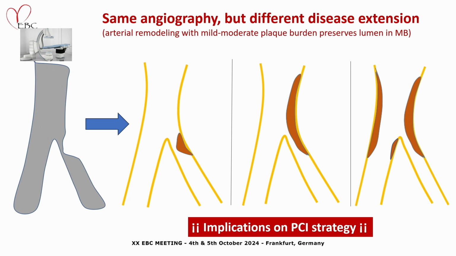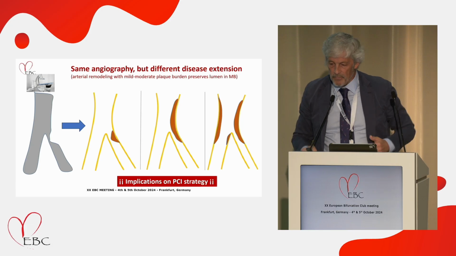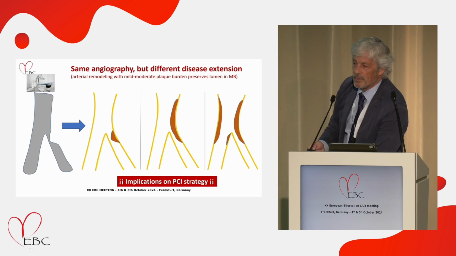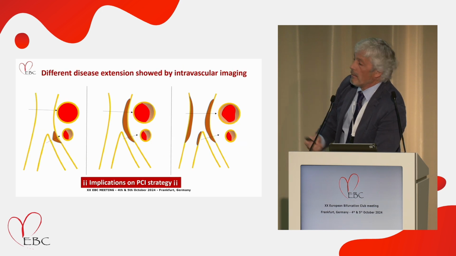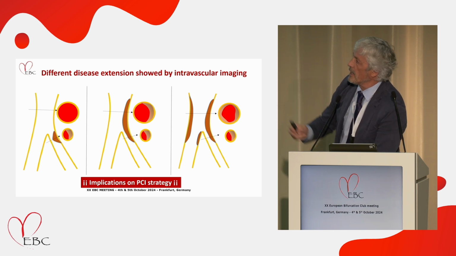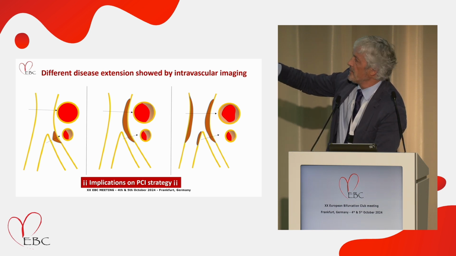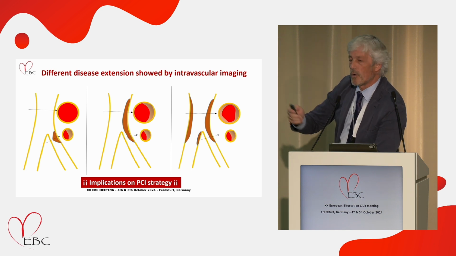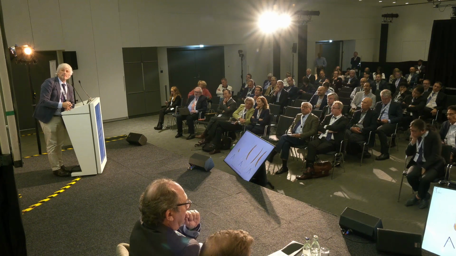All of them look the same because the positive remodeling does not reveal the presence of the plaque. We have moderate plaque in the main vessel, and the positive remodeling preserves the lumen. So angiographically it looks the same, but the disease pattern is quite different. By intravascular imaging, we can identify this pattern and find where the plaque is, if it is only in the ostium or extending to the main vessel in a greater or lesser proportion.